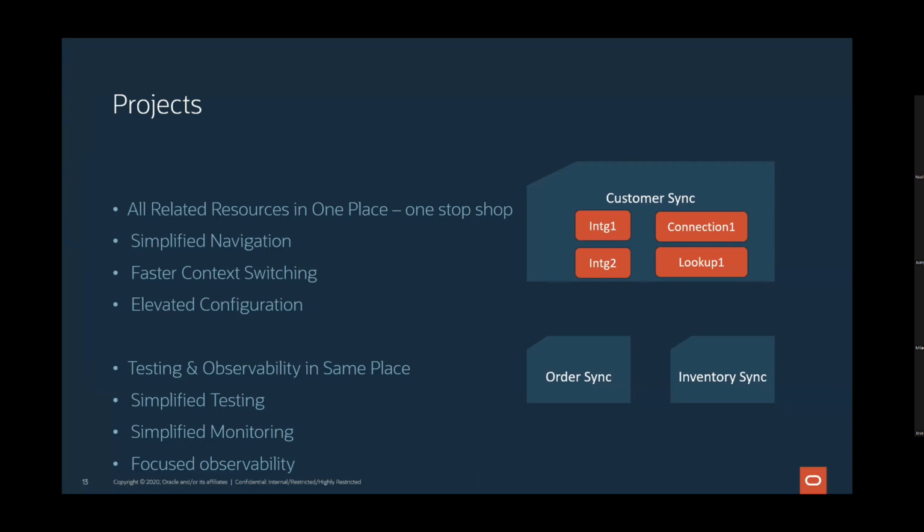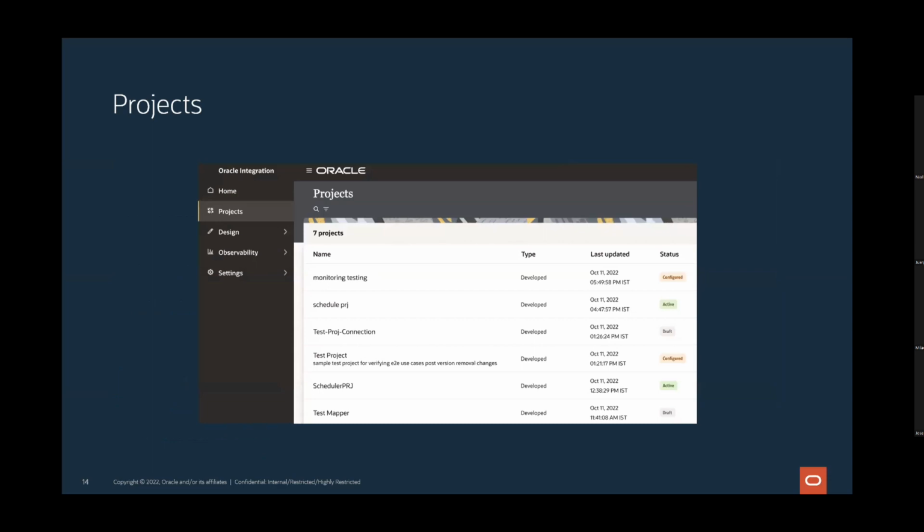You saw how I could design my project, then run my project, and immediately by clicking on the observe button, see only the flows from that particular project. So simplified testing, simplified monitoring, and again, this focused observability. Now, just showing you another screenshot of this, we see the projects there as a top level menu item. Design is, of course, still there, which means you don't have to use projects.